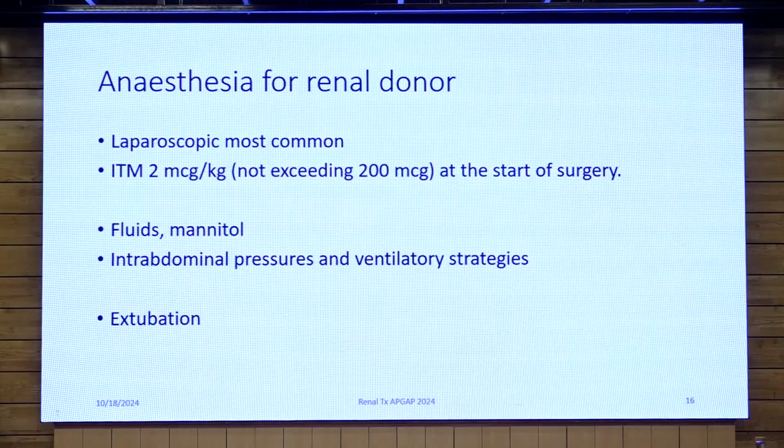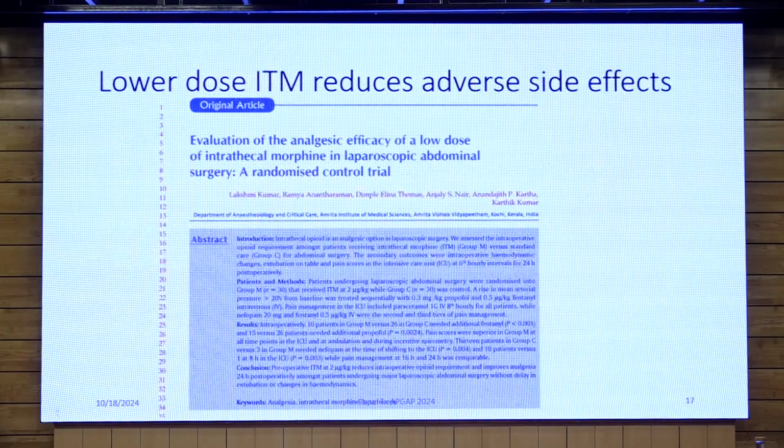Only care you need to take is that renal surgery is not as painful as colorectal surgery, so do not exceed a dose of 200 micrograms. You may not have your patient waking up very well in that case, right? Key things while harvesting the graft from the renal donor are the use of fluids. You need to use up to about 4 liters of fluids before the graft is harvested. You need to give mannitol at the time of renal artery clamping. And the use of laparoscopy is a challenge to ventilatory strategies.